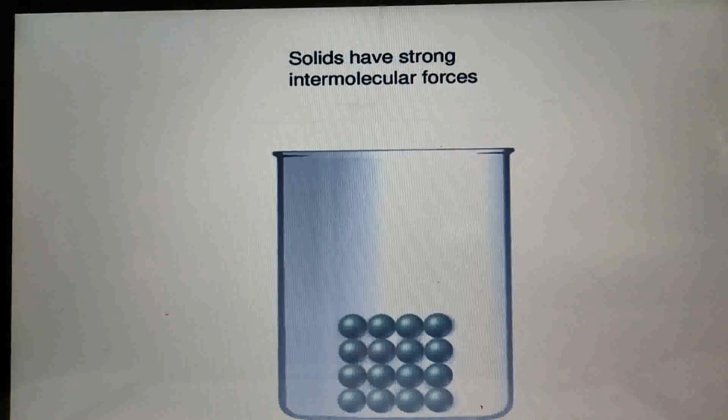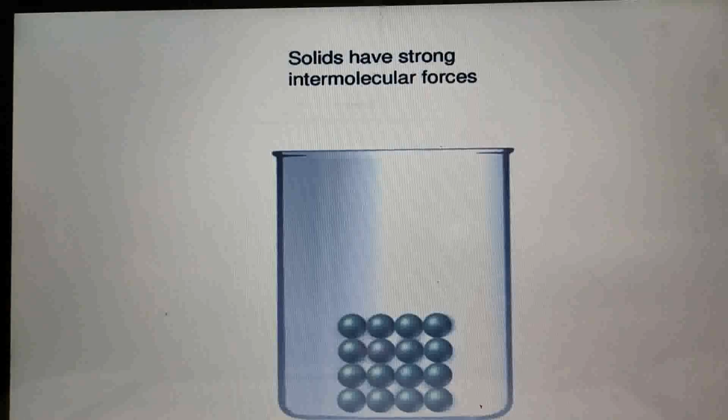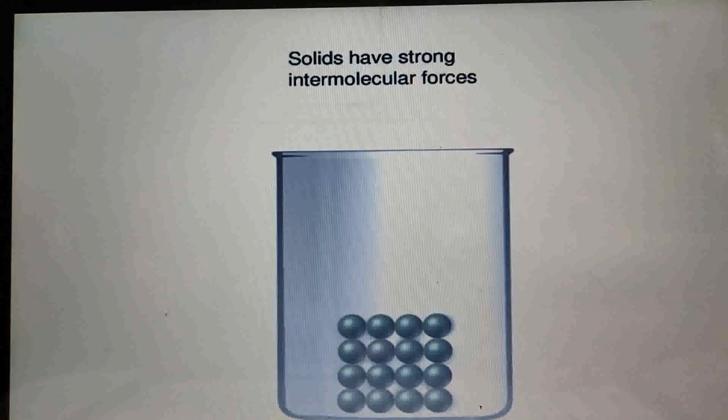Children, as we have already discussed, solids have molecules which are very tightly packed. Why are they tightly packed? Because the forces between these molecules are very strong. This force we call intermolecular force.